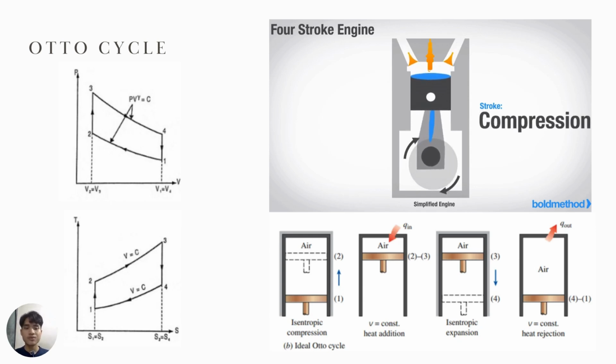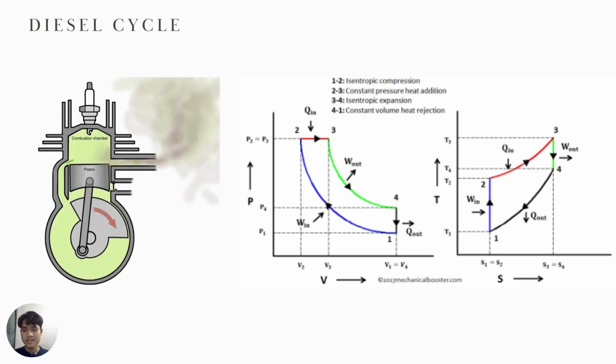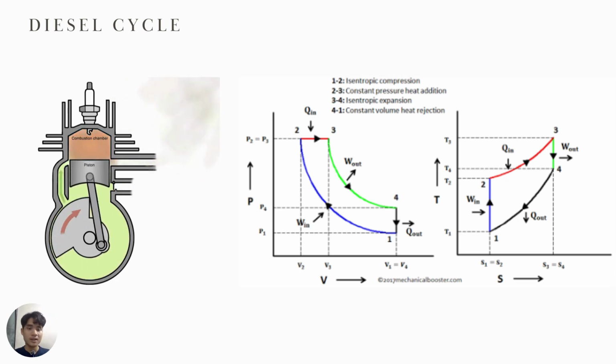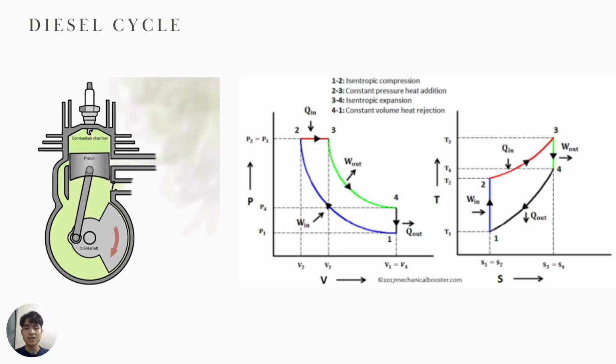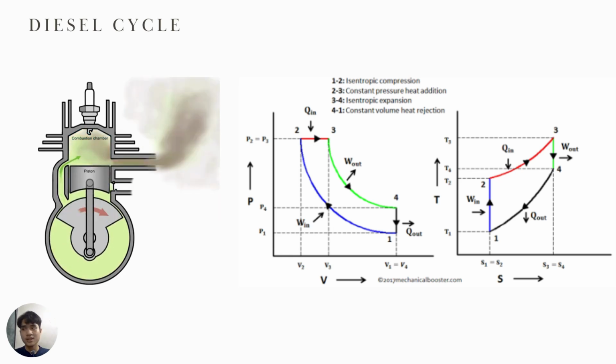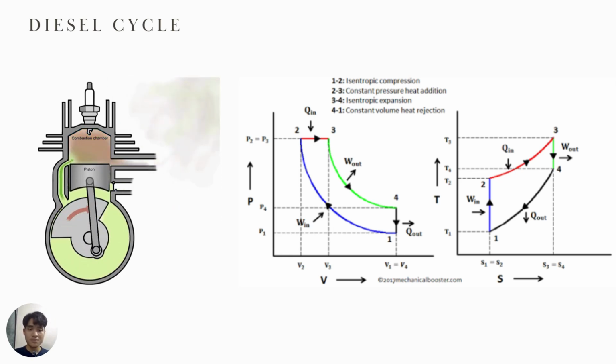Now, let us move on to the next cycle, which is diesel cycle. In relation to Otto cycle, it also has four different processes: isentropic compression, isobaric heat addition, isentropic expansion, and last but not least, isochoric heat rejection. It is also described in two different diagrams, PV and TS, the pressure-volume and temperature-entropy diagrams.